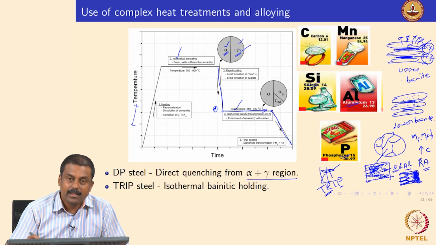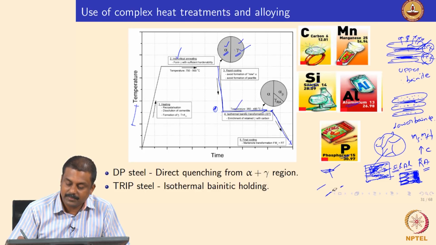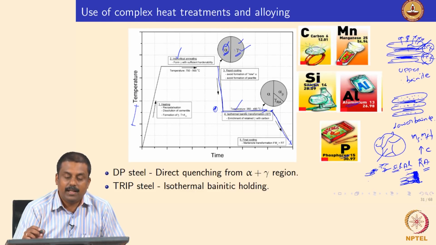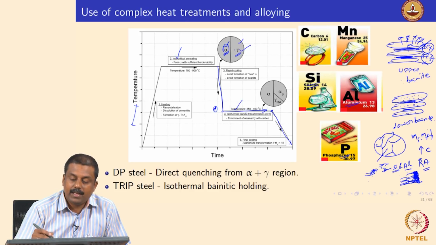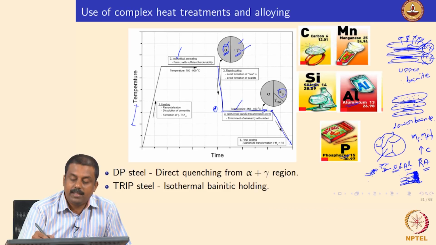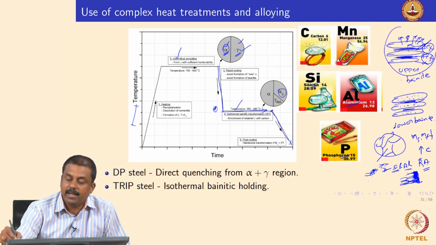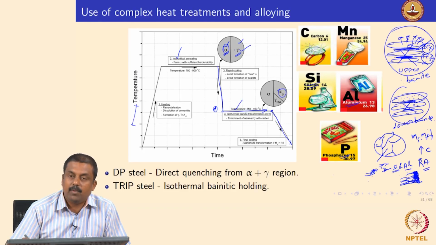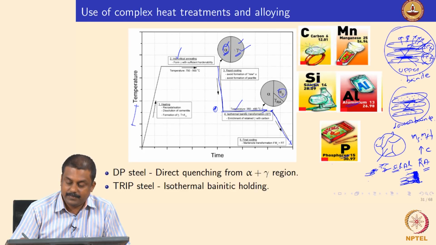Yes, it is clear. So, this is how we get a three phase microstructure. What are the three phases in TRIP steel? Ferrite, which is formed during intercritical annealing, and then we have bainite, which is formed from the austenite that is formed during the intercritical annealing. But this bainite is not a conventional classical bainite. You will have only bainitic ferrite, right.